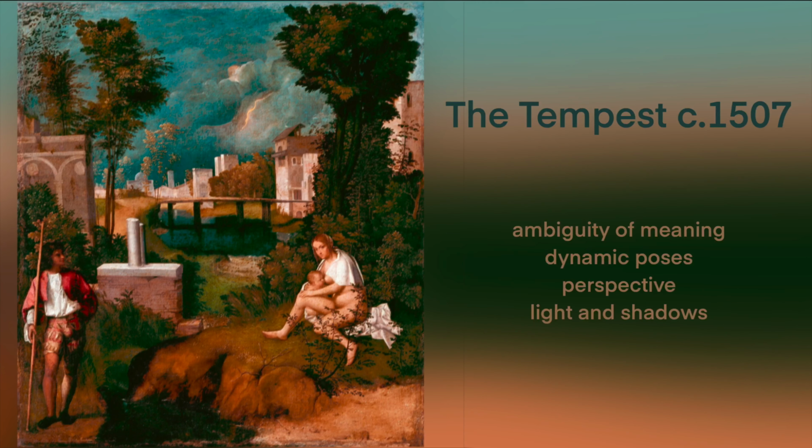This is a piece called The Tempest. It's an oil painting made in 1507, and its ambiguous meaning is what gave inspiration to artists to play with landscape as well as atmosphere to change meaning in their piece. Characteristics of the Renaissance in this piece include the dynamic poses of the 2 subjects, as well as the realism used to paint them. The perspective, light and shadows, as well as the use of vanishing point is what gave this piece perspective and depth.